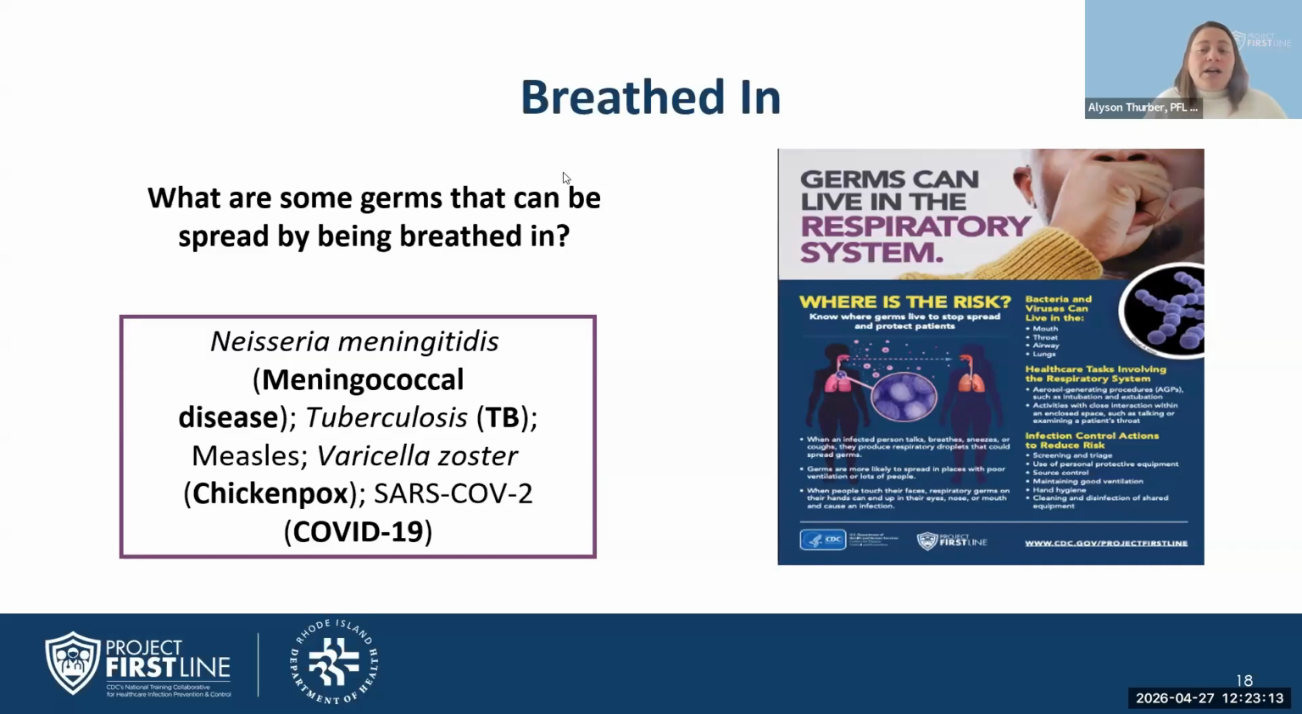Some examples of types of organisms that can be transmitted by breathing in airborne or aerosolized particles include meningitis, tuberculosis, measles, chickenpox, and SARS-CoV-2. In long-term care, respiratory germs spread when residents cough, sneeze, or breathe heavily in close proximity to others.